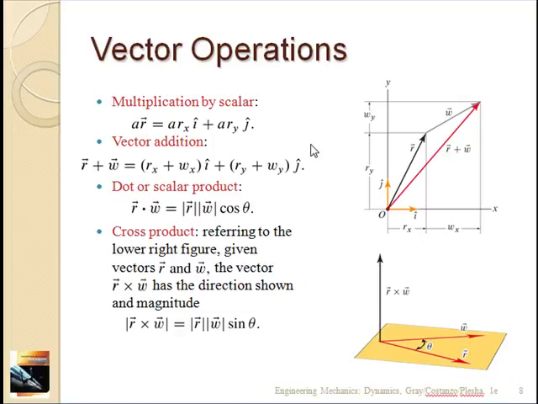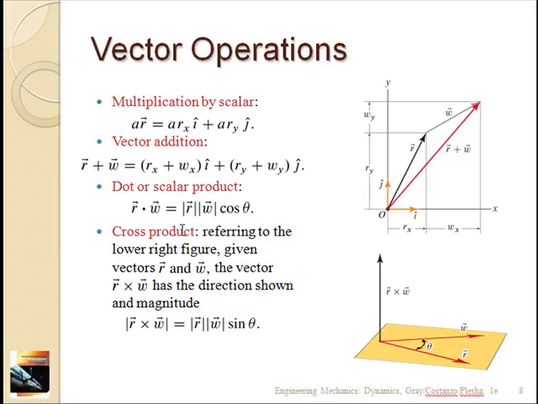So there's a number of operations we can do. If you multiply a vector by a scalar a, you just multiply the components by the scalar. To add vectors, you just add the components. So r plus w is the x component of r plus the x component of w times the i hat plus ry plus wy times j hat.